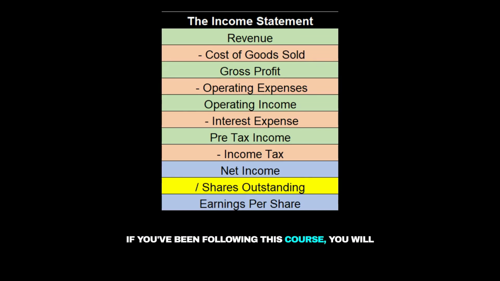If you've been following this course, you will have worked your way down the income statement. It starts with revenue, then we subtract cost of goods sold. This gives us our gross profit, minus the operating expenses, and we get operating profit. If you have debt, you'll have an interest expense. Subtract the interest expense from the operating profit, and you'll get your pre-tax income.